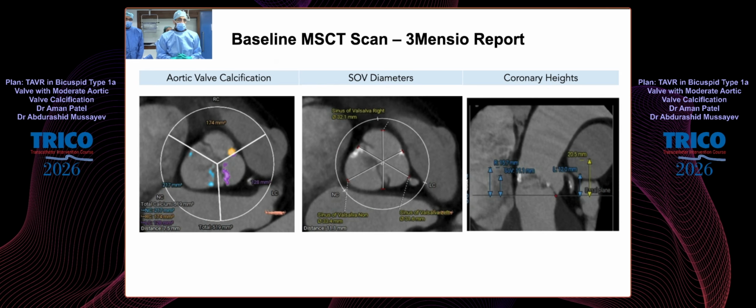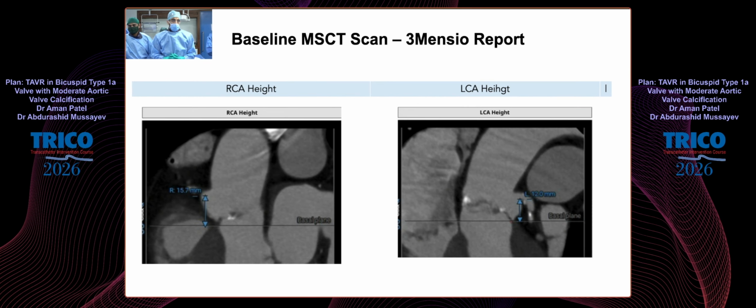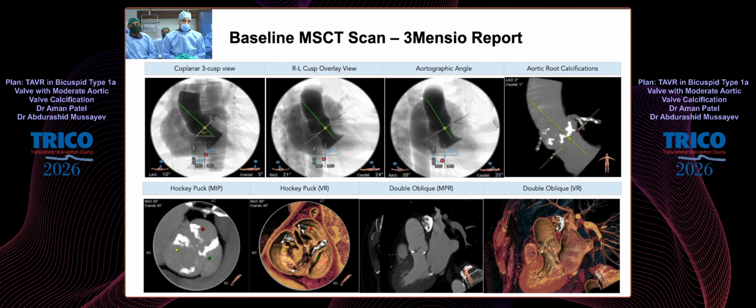Next slide. This is the calcium scoring. We see that there is moderate leaflet calcification and mild raphe calcification. Coronary heights are good and sinuses are large. Next. Next. These are the angles that we are going to use for assessment and implantation. Next.